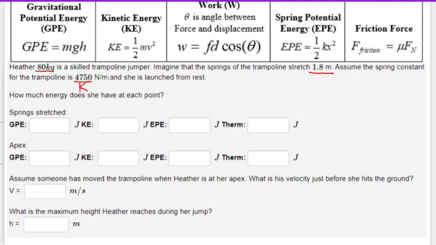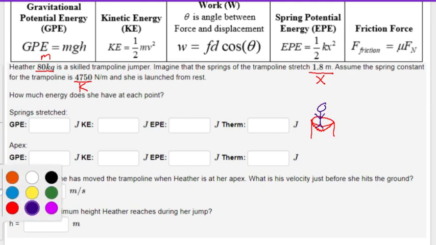So this is k because it's newtons per meter and it's talking about the spring constant. The stretch of the trampoline is going to be our x value, how far that spring is stretching, and then 80 kilograms is our mass for Heather. So if we were to draw a quick picture here, when the springs are stretched, this is my trampoline, and the springs being stretched probably looks something like this. Again, not the best picture, but you can get the idea of what is happening here.